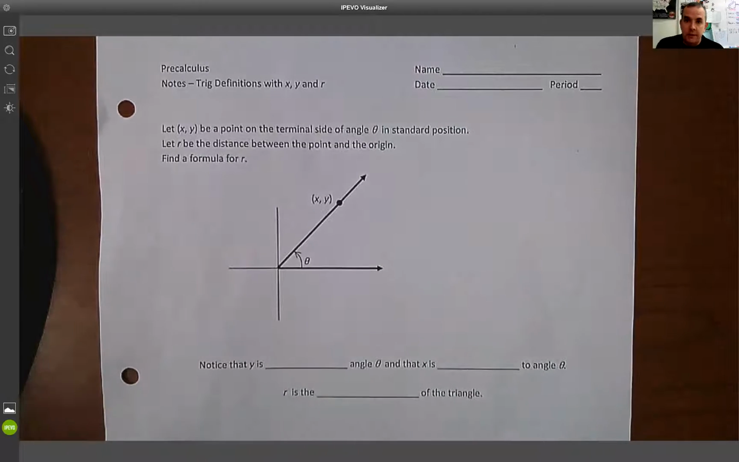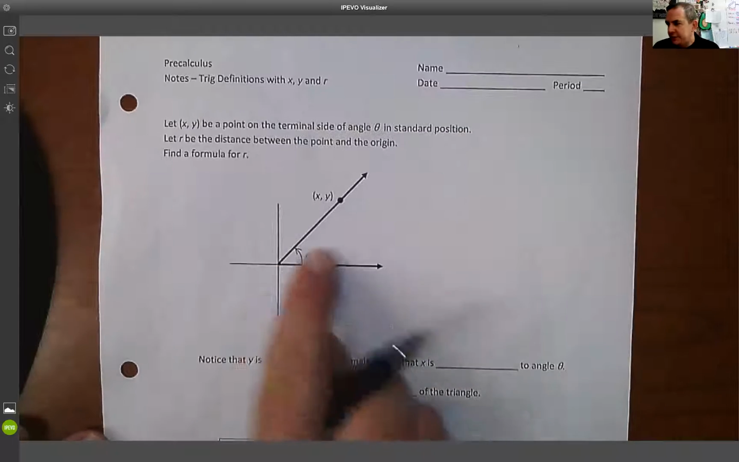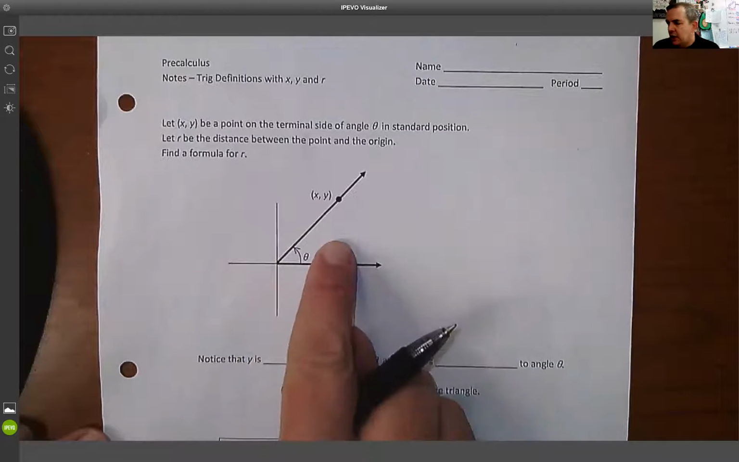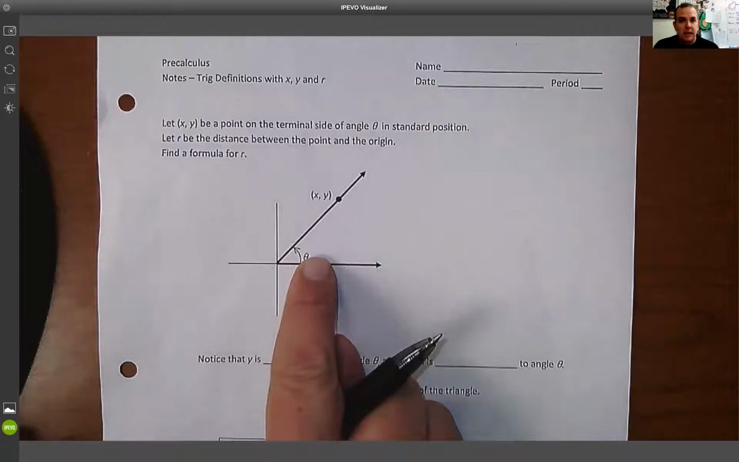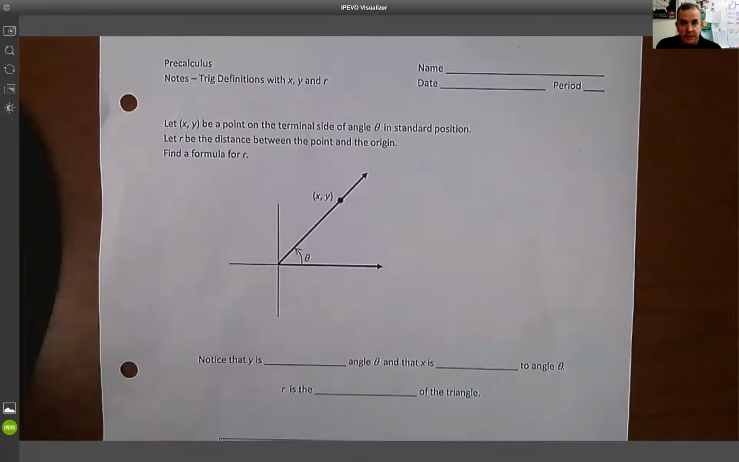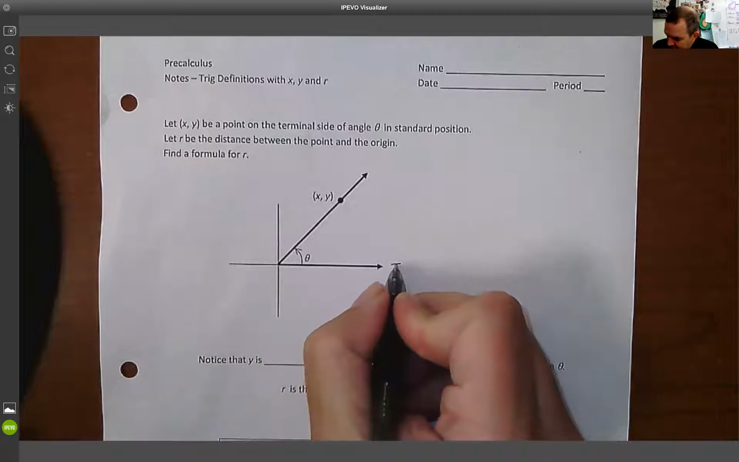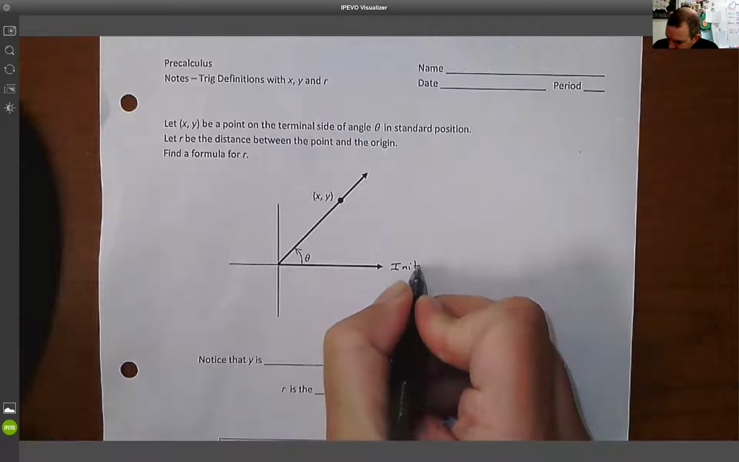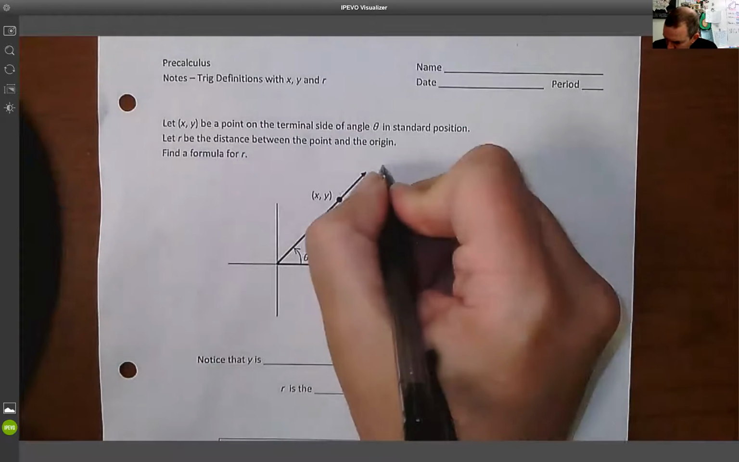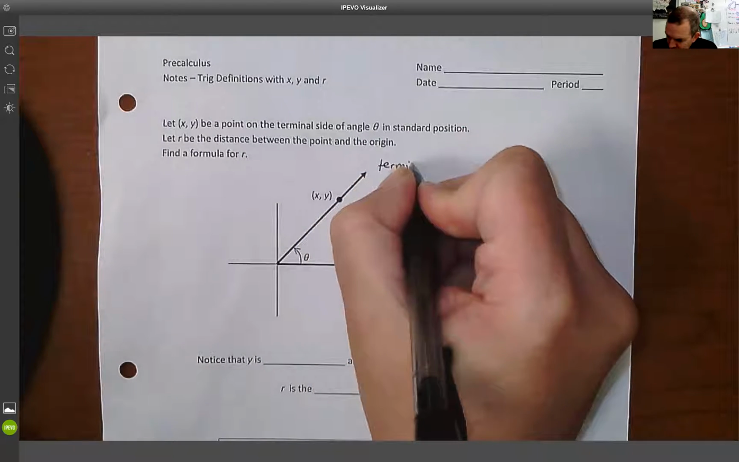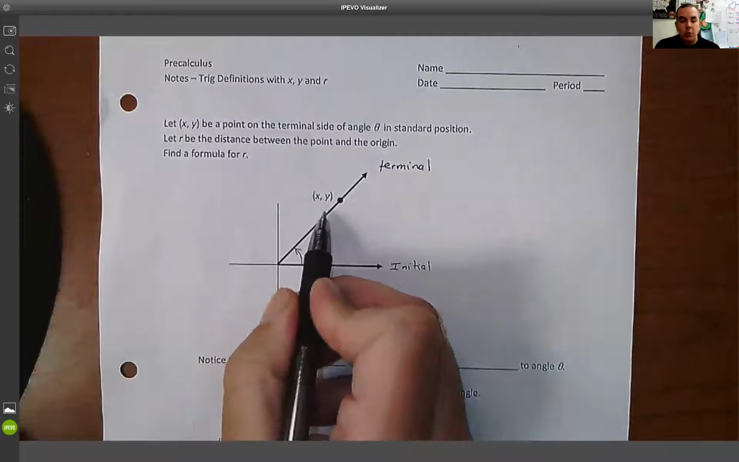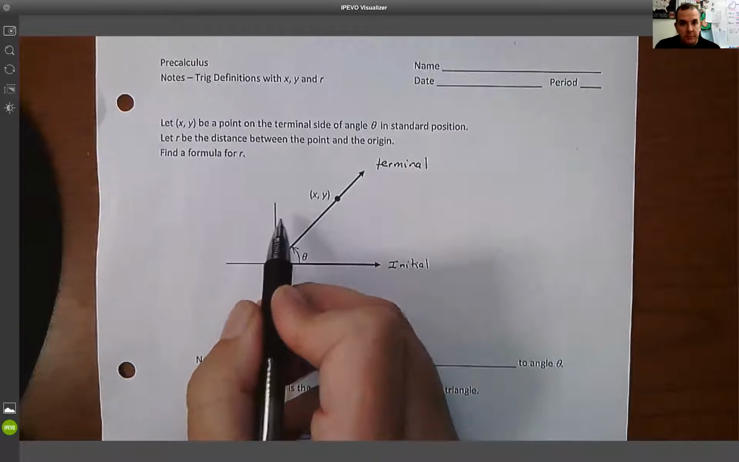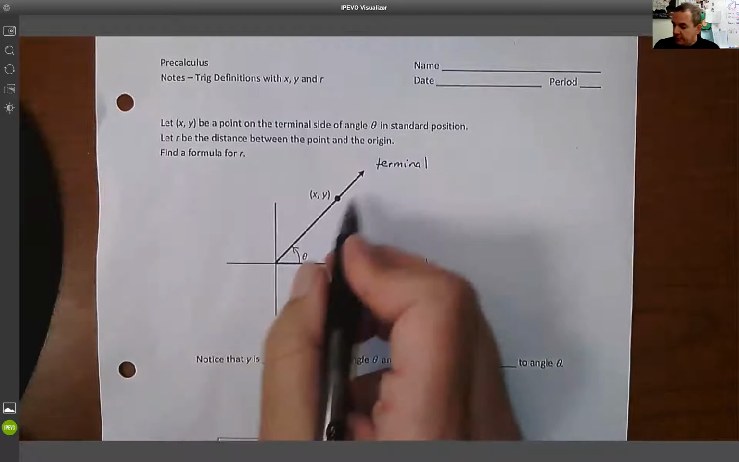So what I'm going to talk about is how we take this, because this is kind of like our standard form, standard position angle, the thing you took the quiz on last time. And what you want to think about is this is our initial side, and this is the terminal side. I'm going to give you a point that will be on the terminal side. It's going to make an angle.